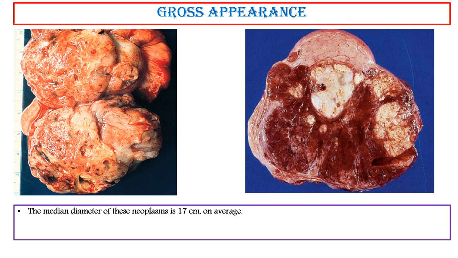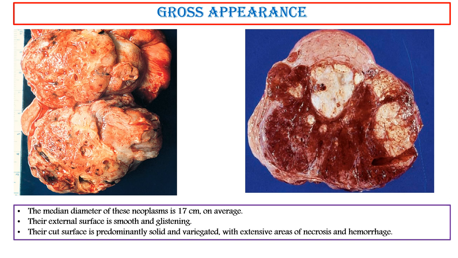Gross appearance. The median diameter of these neoplasms is 17 centimeters on average. Their external surface is smooth and glistening. Their cut surface is predominantly solid and variegated with extensive areas of necrosis and hemorrhage.